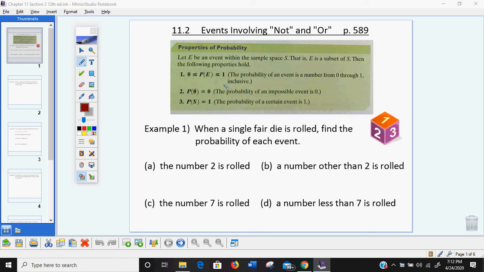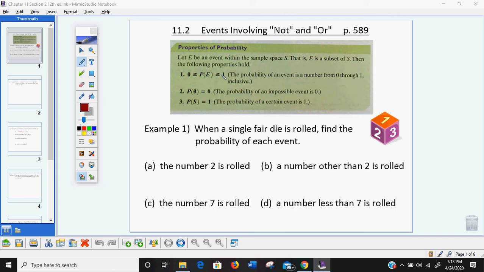Now, when you write them as a percent, it's 0 to 100. Okay, but for the decimal answers, it's 0 to 1, and your fractions would also be between the 0 and 1. Rule number 2 says that the probability that something cannot happen, if it's impossible, the answer is 0. And property number 3, I said rule, but it's actually property. Property number 3 says that if it's certain to happen, it's absolutely going to happen, the answer is 1.